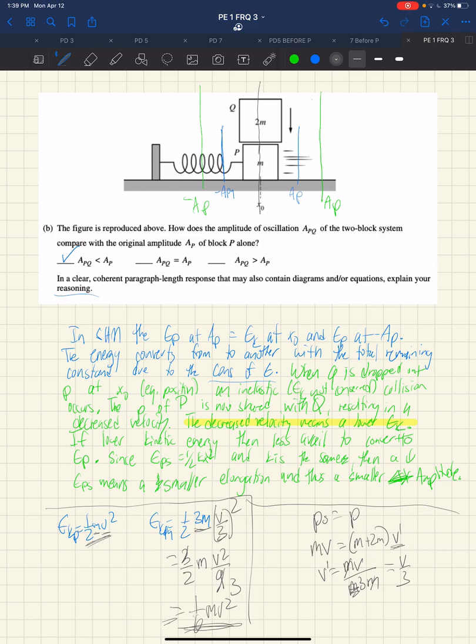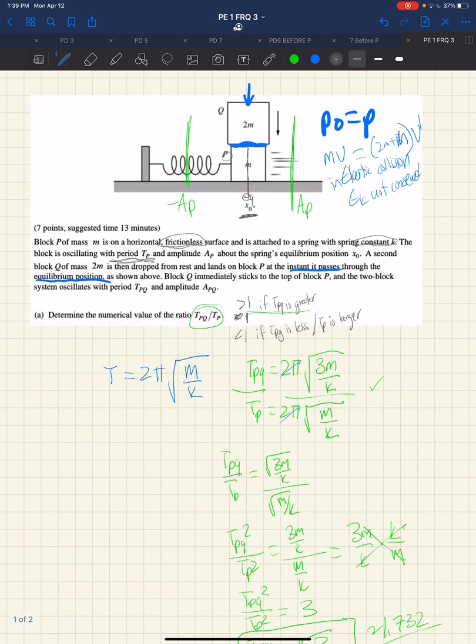And this was worth a total of 6 out of the 7 points. 1 point for the previous part, getting the answer, square root of 3. Square root of 3 was worth 1 point.